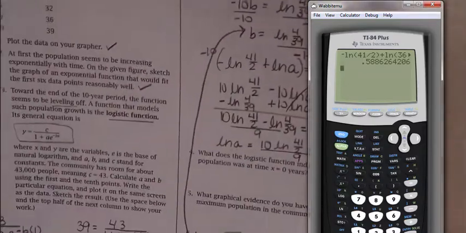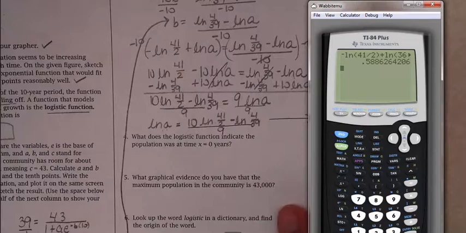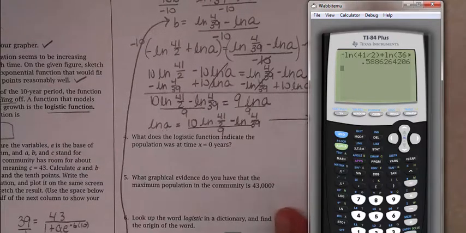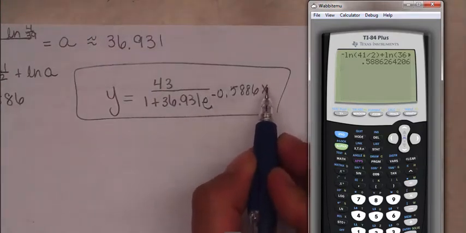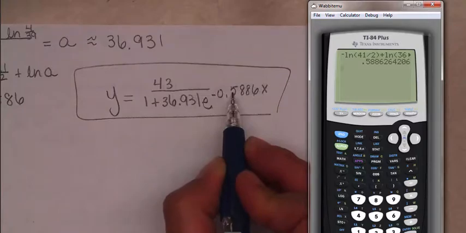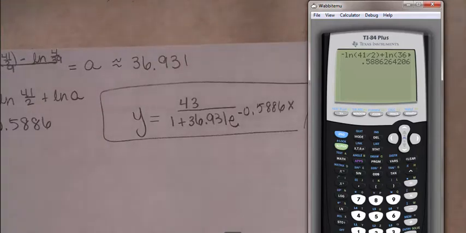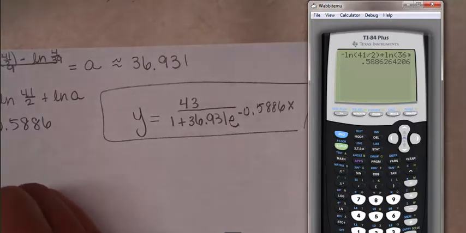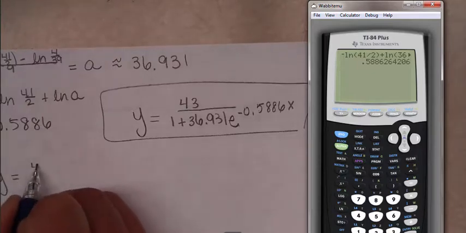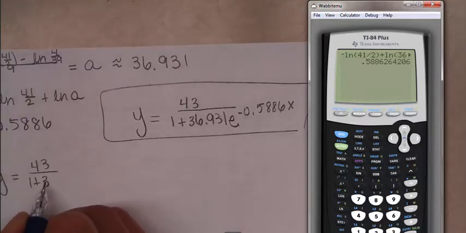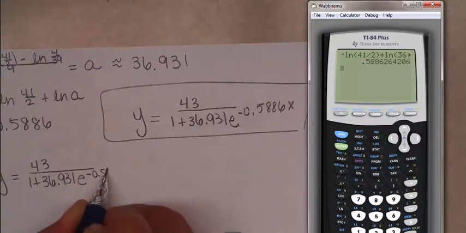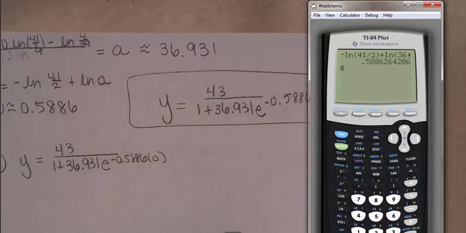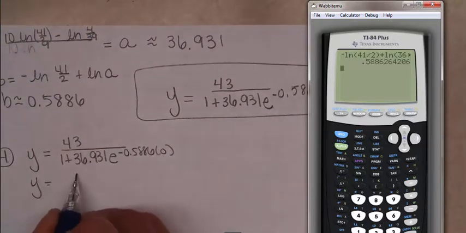Moving on to number 4. What does the logistic function indicate the population was at time x equals 0? Well, at time x equals 0, I'm just going to plug 0 in here. E to the 0 just becomes 1. So for number 4, I'll go ahead and write it all out, and then I'll simplify.